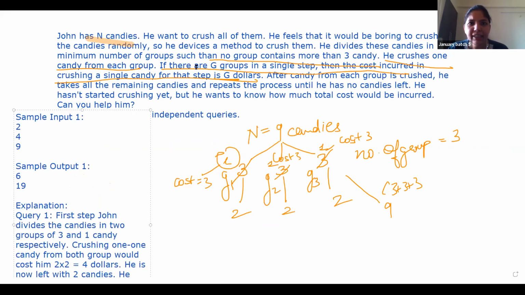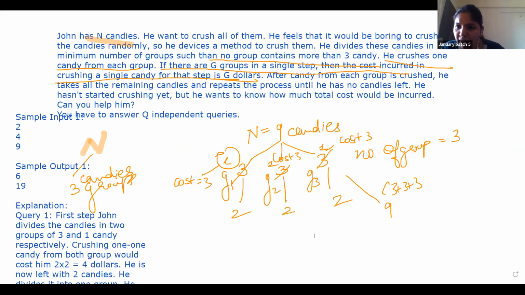Now let me read it again. See, what have we done so far? We have found the number of groups. So we can say that number of candies is equal to number of dollars. Yes, you are right. Now we have said number of groups, and here we multiplied by 9. This is not correct. I think we have misunderstood this. Let us see again. Here they are saying if there are G groups in a single step, then the cost incurred by crushing the single candy for that step will be G dollars.